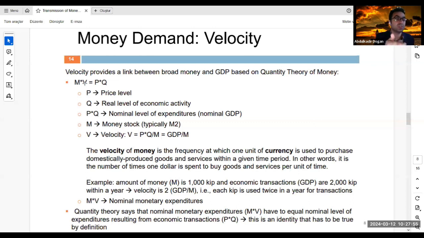How many times am I changing the money with hands, with transactions? I'm paying Dr. Walchin, Dr. Walchin pays Bernard, Bernard pays Ismail. So how many times is this money changing hands? This is the velocity. P is the price level. Q is the economic activity, GDP. And P times Q is nominal GDP.